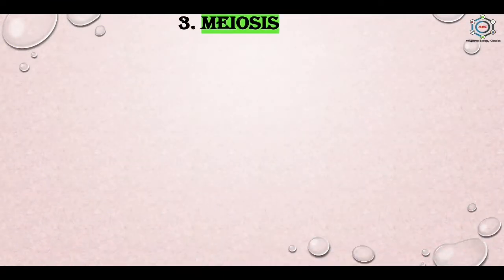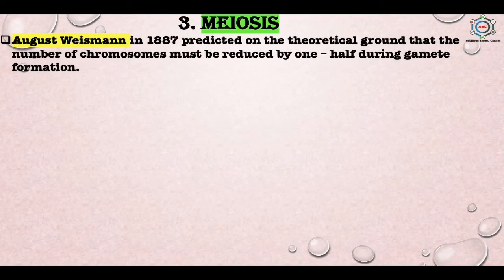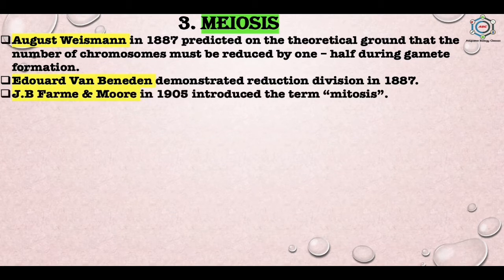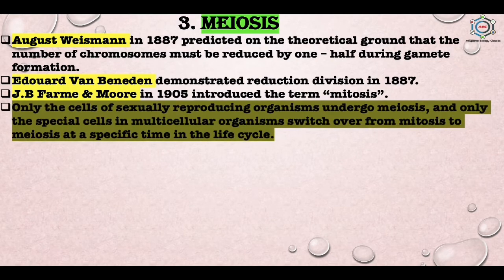Now, the third cell cycle, that is meiosis. August Weismann in 1887 predicted on theoretical grounds that the number of chromosomes must be reduced by half during gamete formation. Edward van Beneden demonstrated reduction division in 1887. J.B. Farmer and Moore in 1905 introduced the term meiosis. Only the cells of sexually reproducing organisms undergo meiosis, and only special cells in the multicellular organism switch over from mitosis to meiosis at a specific time in the life cycle.